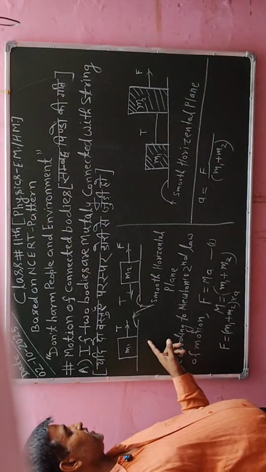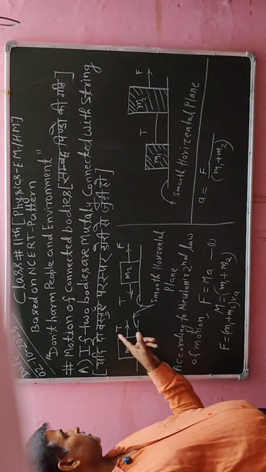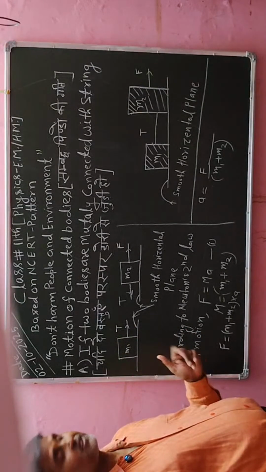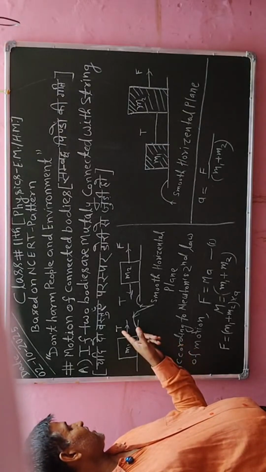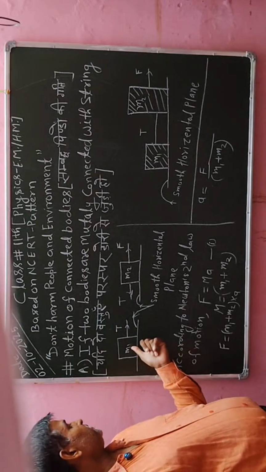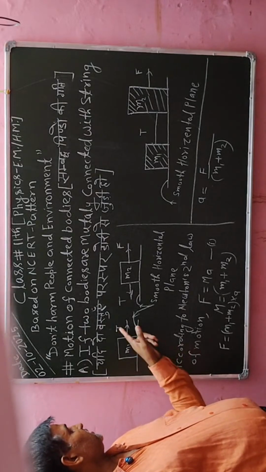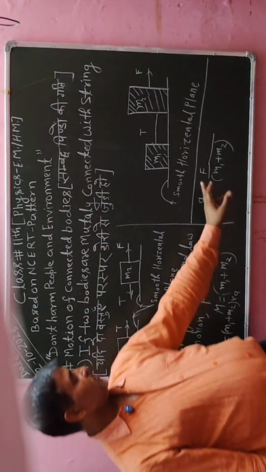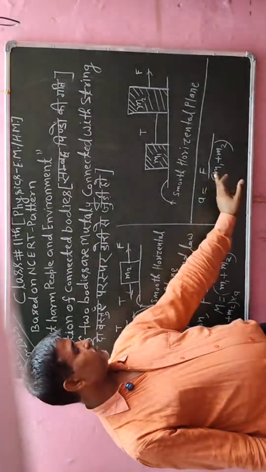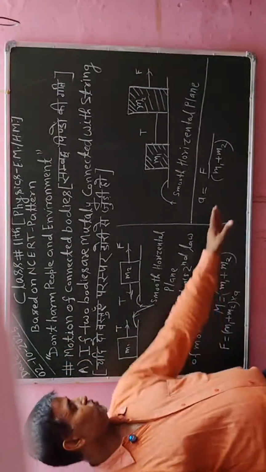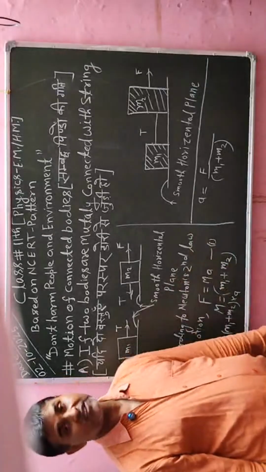Okay, so if we have to calculate the value of tension, we can use this force, which I will apply in this figure. What is the tension value? In this case I will write tension T is equal to m1 into A. I will substitute the value of A, which is equal to F divided by m1 plus m2. So this formula I will use, and after using it I will get its value.